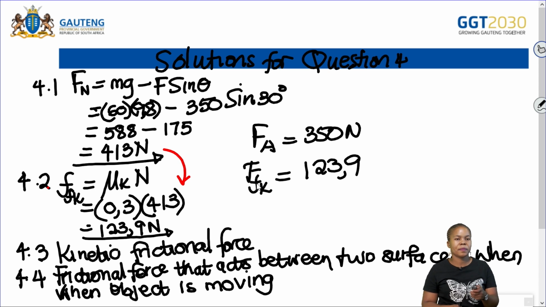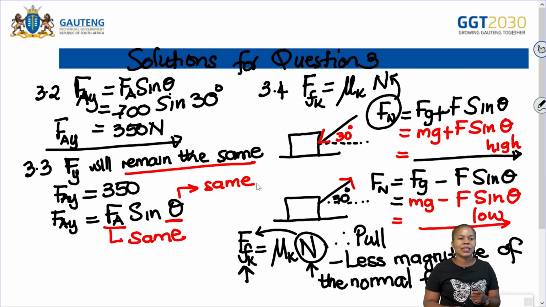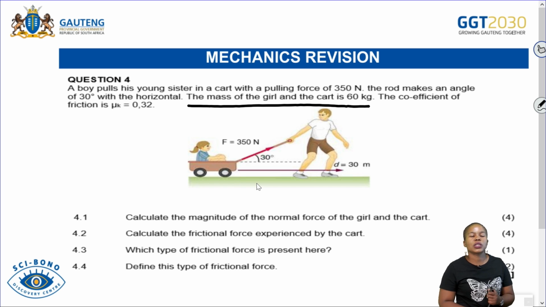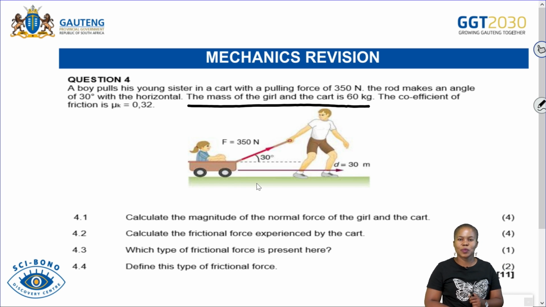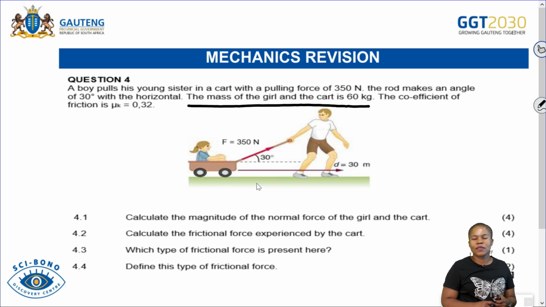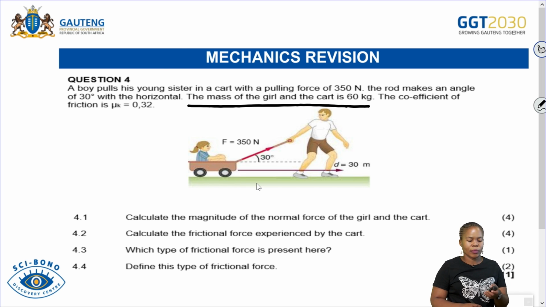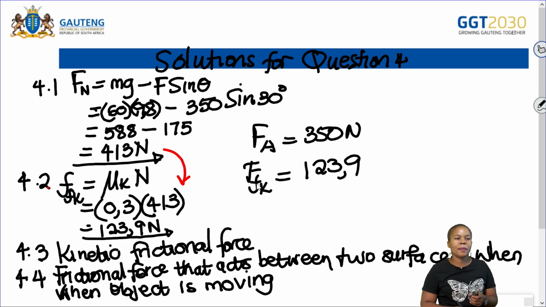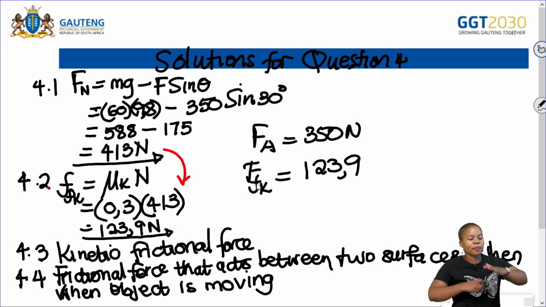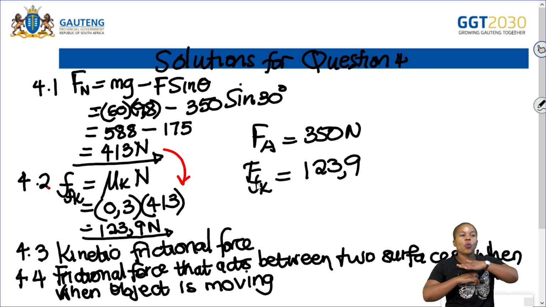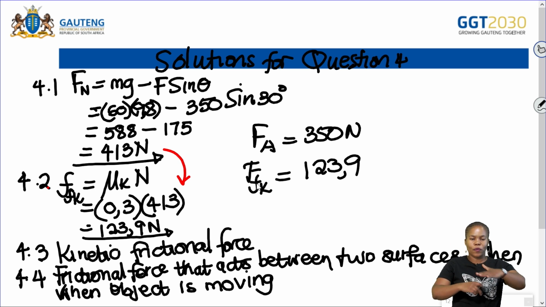However, it is not stopping the boy from actually moving in his own direction in pulling the sister together with the cart. Okay, 4.3 said, which type of frictional force is present here? Because there is frictional force due to movement, it is a kinetic frictional force. Define the type: frictional force that acts between the two surfaces when the object is moving.